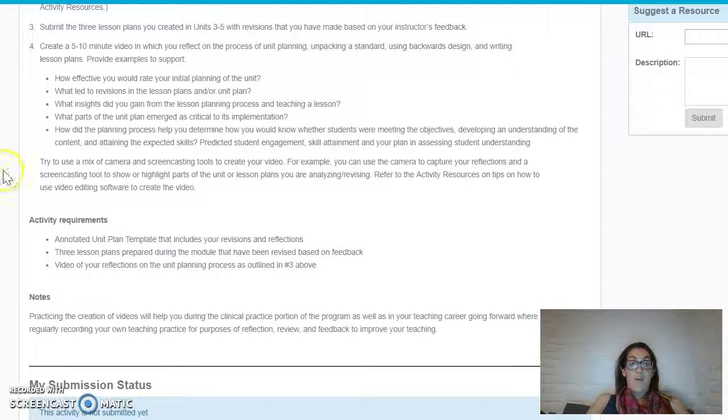And how did the planning process help you determine how you would know whether the students were meeting objectives, developing an understanding of the content, and attaining the specific expected skills? Really what helped me with that was the SMART goals. Keeping the SMART goals always in mind, knowing what they were supposed to be able to do, how many of them were supposed to be able to do it, and how I was going to assess them was really paramount to me being able to determine if the students met the objectives or not.